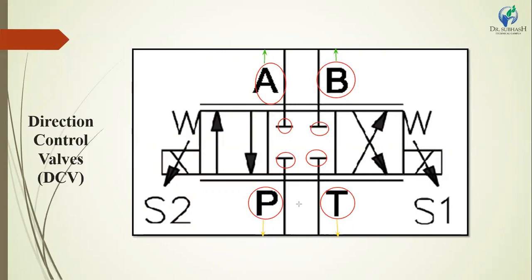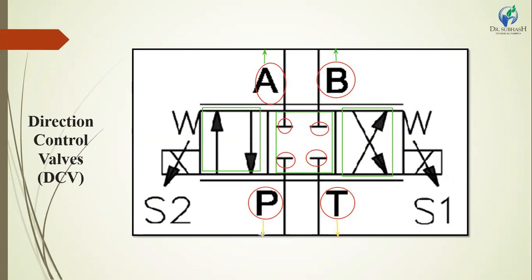This is the 4 port. That means the DCV has 4 ports and the possible positions are position 1, position 2 and position 3. So the name of this DCV is 4 by 3. I will repeat: 4 means the number of ports available in the DCV, and 3 means the number of positions of the DCV.